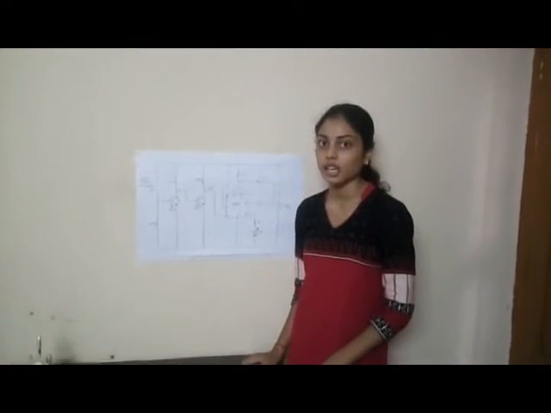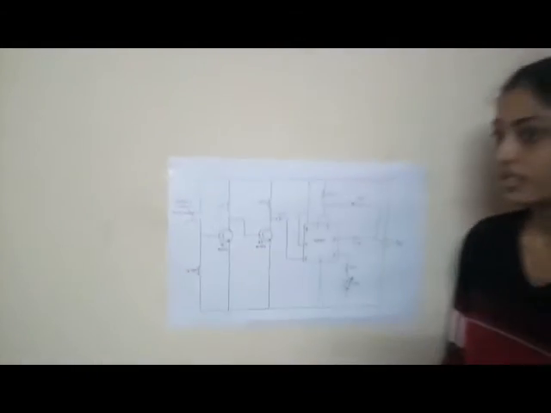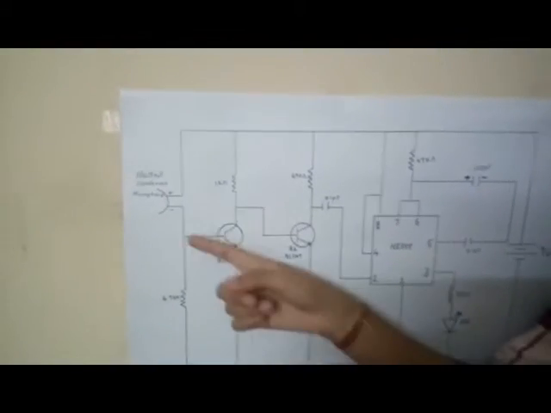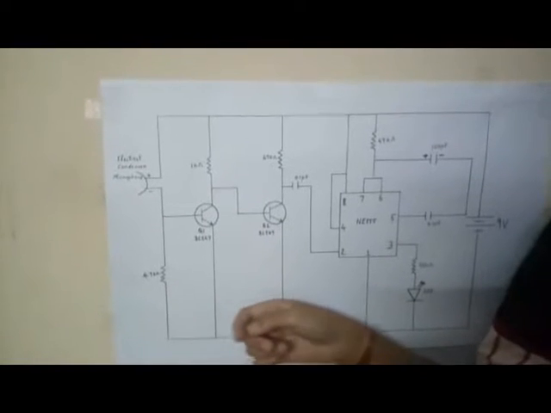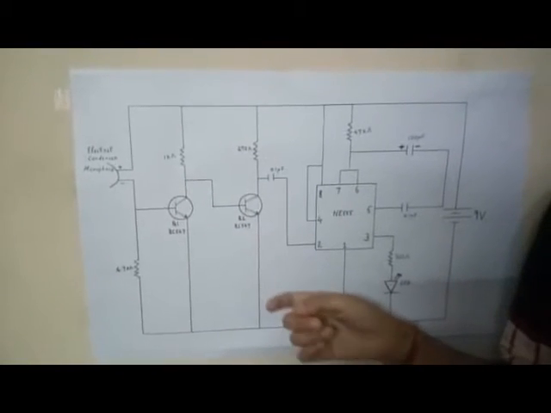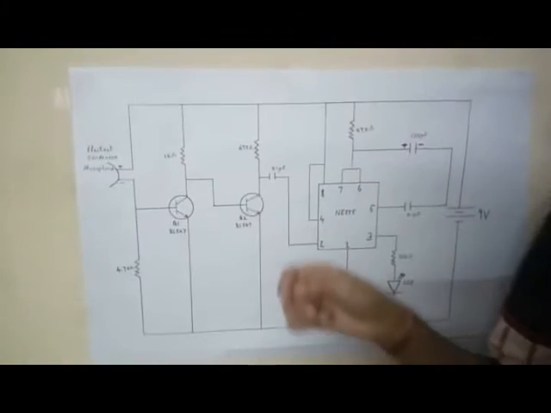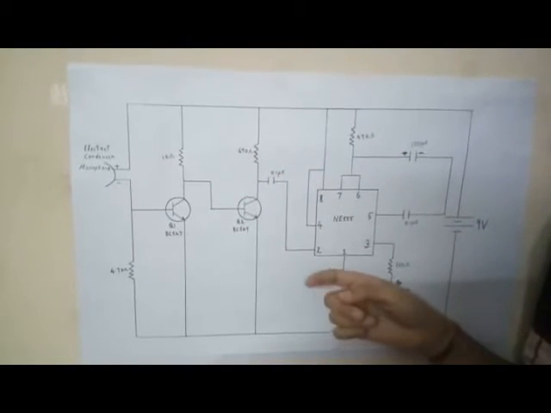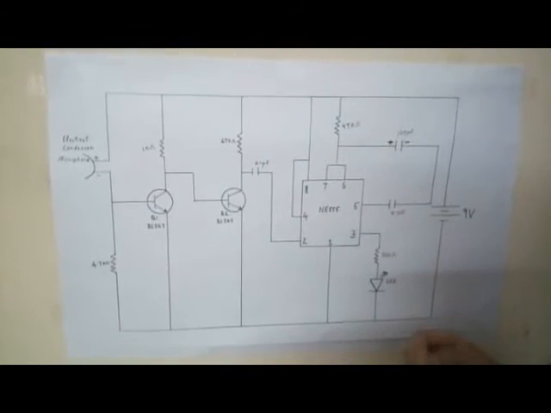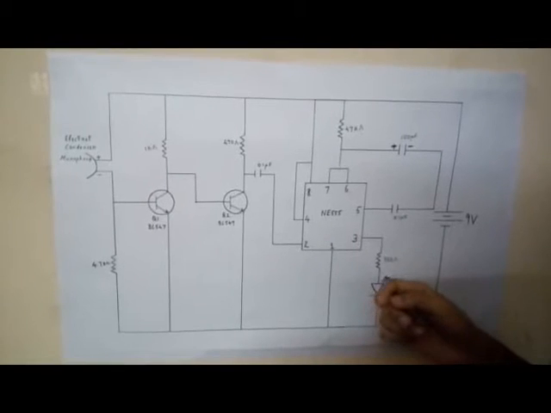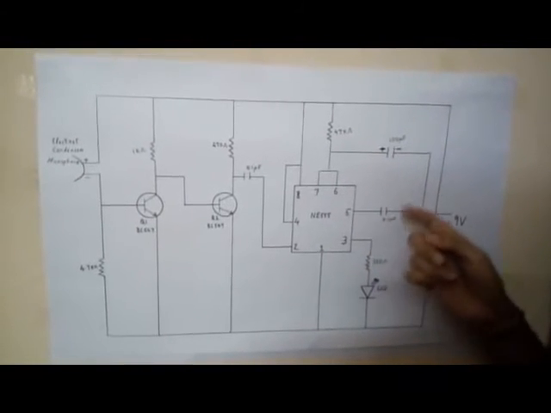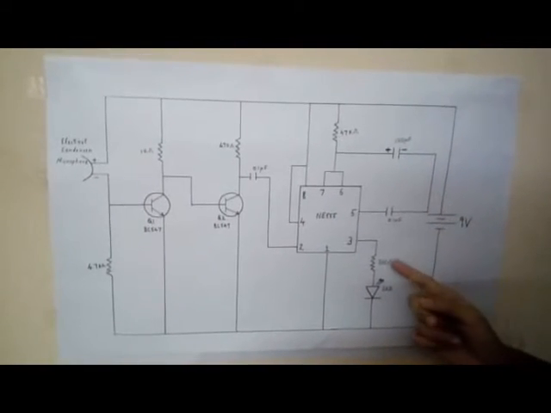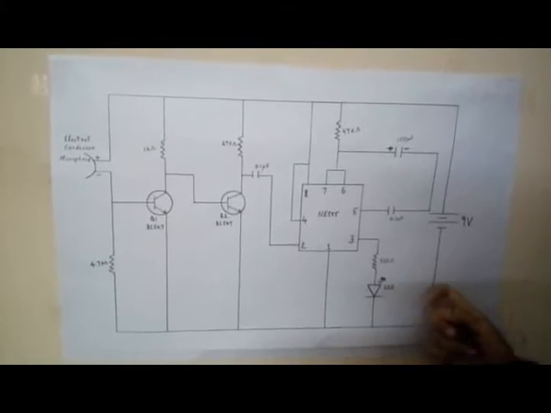Now let us see the circuit diagram of a clap switch. The main components are electret condenser microphone, 4.7 kilo ohms resistor, 2 BC547 transistors, 1 kilo ohm resistor, 470 ohms resistor, 2 0.1 μF capacitors, NE 555 timer which is an IC, 47 kilo ohms resistor, 100 μF capacitor, 330 ohms resistor, LED and a 9 volts battery.